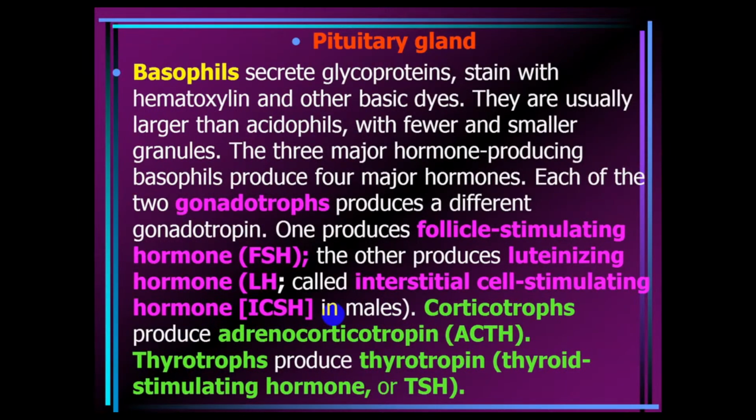Basophils secrete glycoproteins stained with hematoxylin and other basic dyes. They are usually larger than acidophils with fewer and smaller granules. Granules, I repeat once more, in these cells, basophils, stain blue, not the cytoplasm, but the granules. Basophils can be subdivided into three groups. First, gonadotrophs.